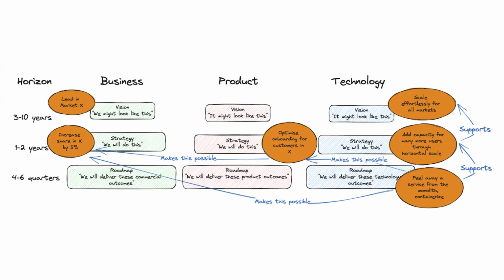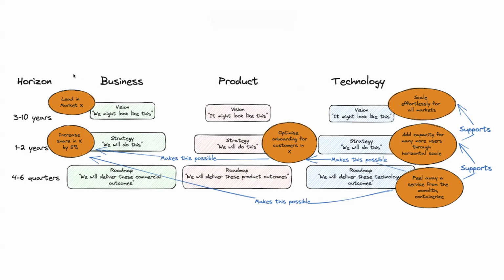And for a platform company, I wouldn't agonize about having separate product and technology roadmaps. Sometimes those things blur together, and that's totally fine, as long as the concepts across these things are covered. So let me just walk through this example to try and make this a little bit easier to understand. Over on the left, we've got the lead in market X.